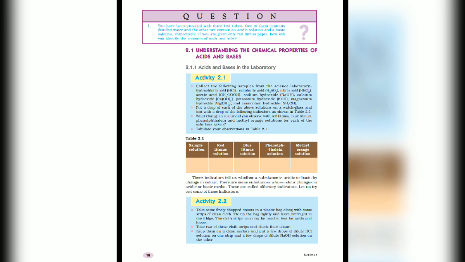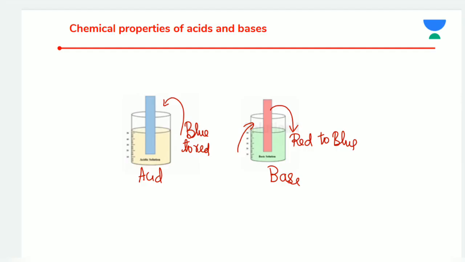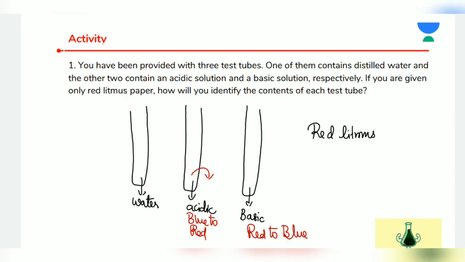Also along with this, we are using phenolphthalein and methyl orange. Dear students, these are the color indicators. Again I am specifying over here that blue turns to red in acidic medium and red to blue in basic medium. So this is the first point, and we have to remember that litmus is a natural indicator.